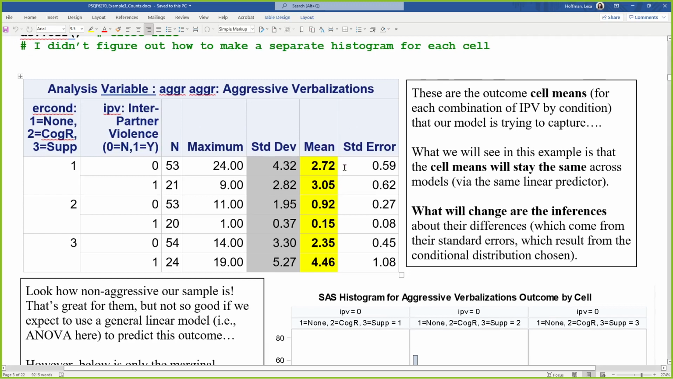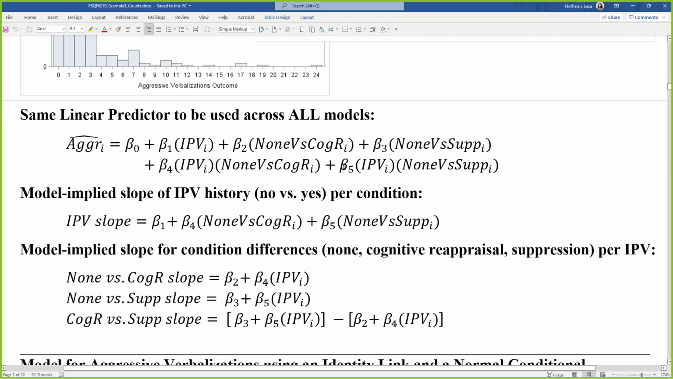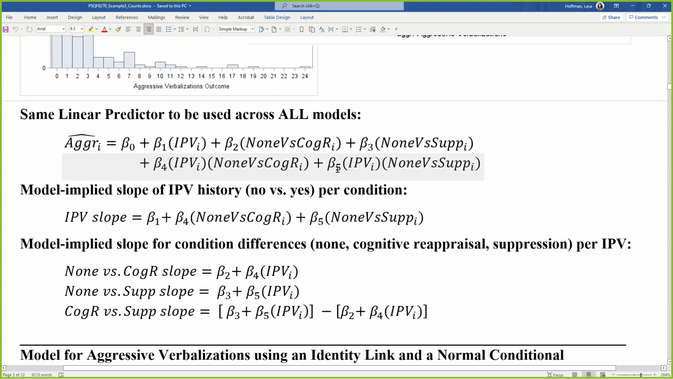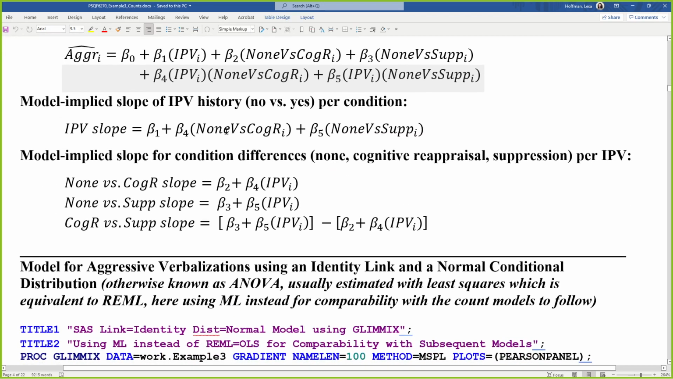So let's see what happened when Rosie fit her ANOVA, because that's all she knew how to do at that point. So it's not her fault, in the same way that it wasn't my fault that I didn't know these models very well back then.